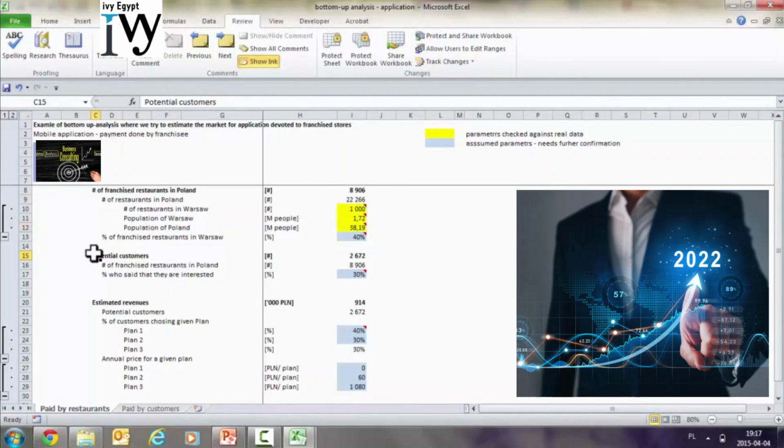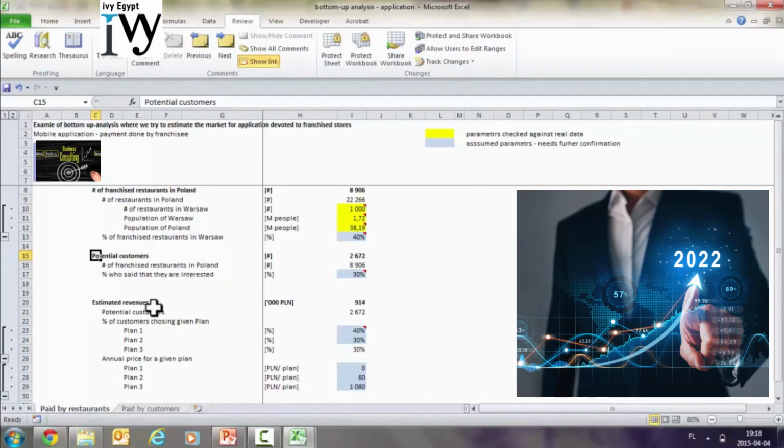Potential customers, we're going to actually calculate on the basis of those 9,000 and an assumed percentage of customers which would be interested in our application. And this, as you can see, is blue, has to be checked during the interviews and then checked during the first month of sales. And then you will get good data. So out of this, we get roughly 2,600 customers which would be interested in our product.